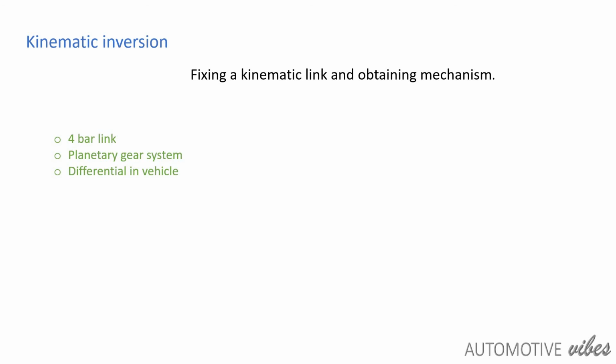Now we have a number of examples. Four-bar link, and the planetary gear system in automotive, which we use in automatic transmission. Then we have the differential in the rear axle in automotive. That's a good example of inversion in which the planetary gears rotate while the car is turning and stay stationary while it's moving on a straight path.